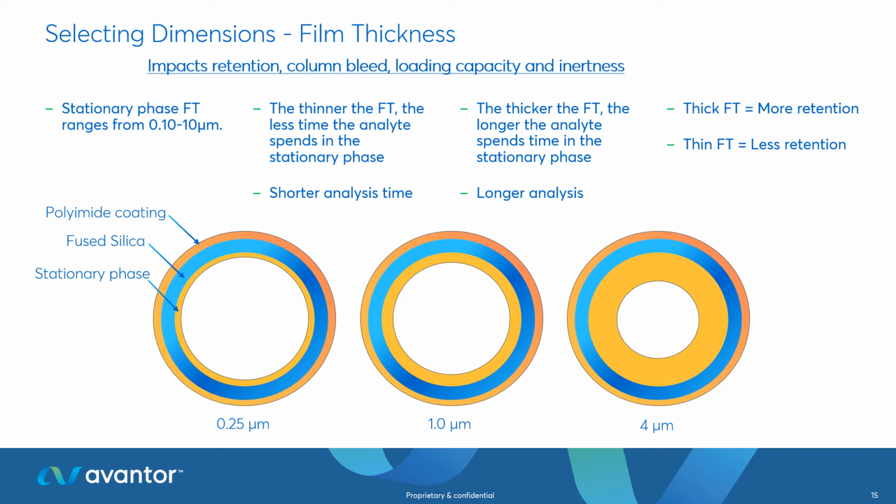What we typically find is that the thinner the film thickness, the less time the analyte spends in the stationary phase, which gives us a shorter analysis time, but perhaps less separation ability. Thicker films increase the time that the compound spends on the stationary phase, which gives us a longer analysis time, which may help, particularly in permanent gas analysis, where we need to increase the retention time.